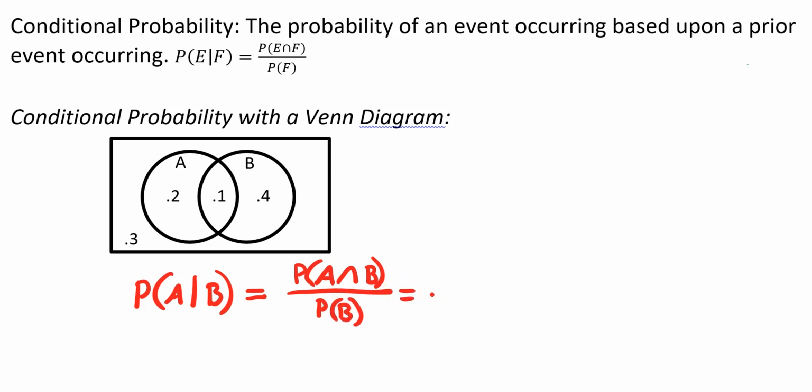On a Venn diagram for this particular problem, we can see that the intersection is 0.1. Now when we come to the probability of B, we have to remember that we're looking at all of circle B. So we need to add together the 0.1 and 0.4. So the probability of B is 0.5. And this becomes 0.2. So the probability that something is in A, or occurs with event A, given event B occurred, is 0.2.